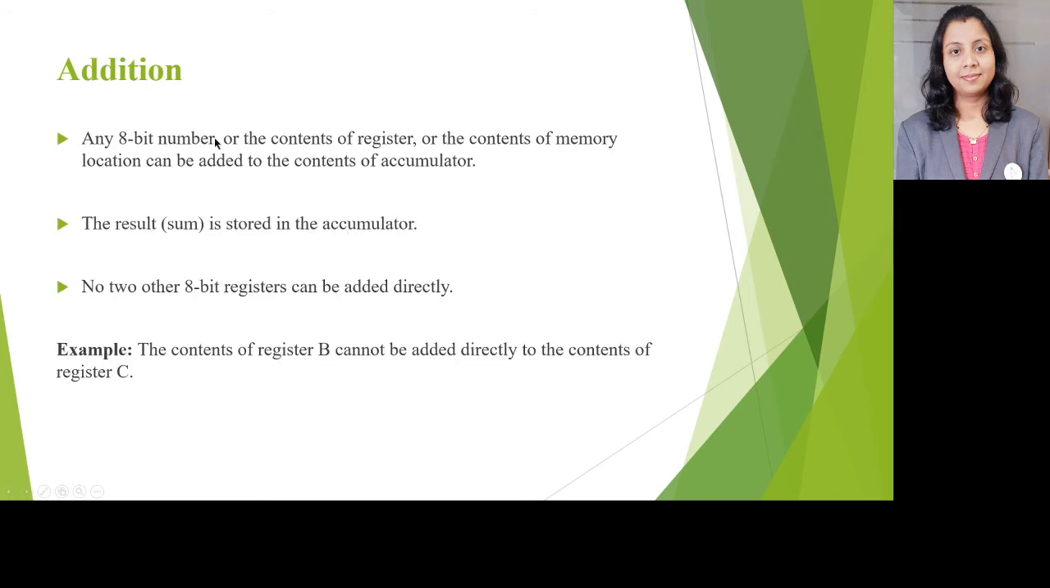The first is addition. Any 8-bit number, or the contents of a register, or the contents of a memory location can be added to the contents of the accumulator. The result, the sum, is stored in the accumulator itself. No two other 8-bit registers can be added directly. This is one condition. For example, the contents of register B cannot be added directly to the contents of register C.